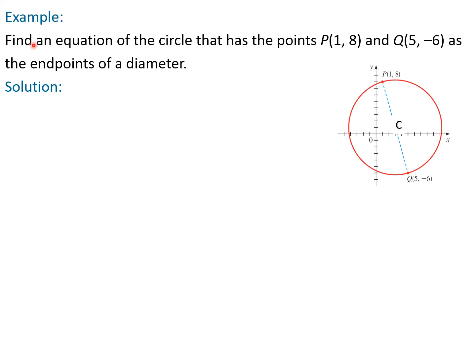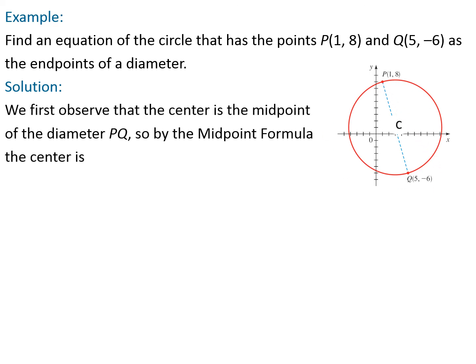Another example: find an equation of the circle that has the points P and Q as the endpoints of a diameter. This means P and Q lie on the edge of the circle. Now, to find the equation of the circle, we must have the center. The center can be calculated as the midpoint of P and Q. And we do know how to find the midpoint: 1 plus 5 divided by 2, 8 minus 6 divided by 2. So now at least we have the center of the circle.